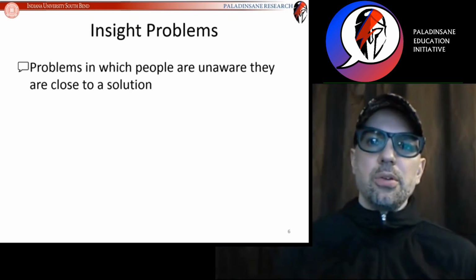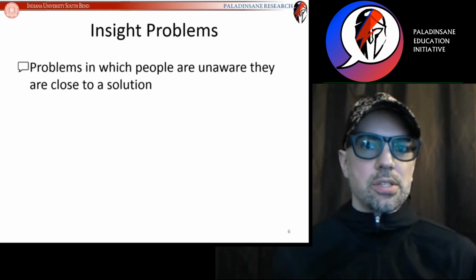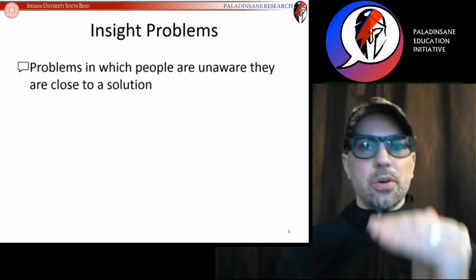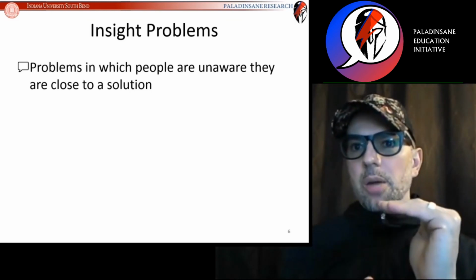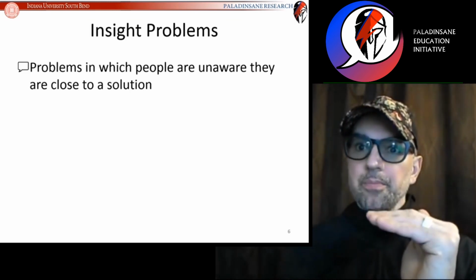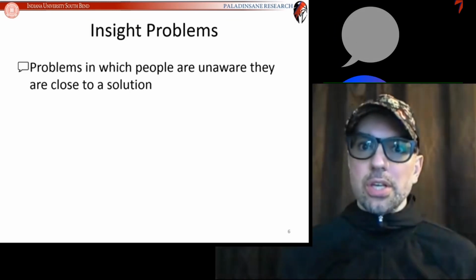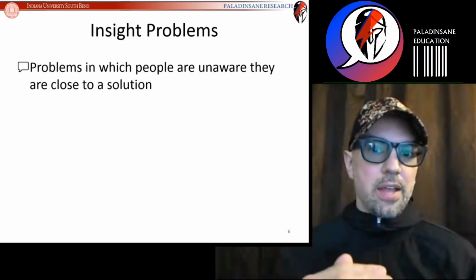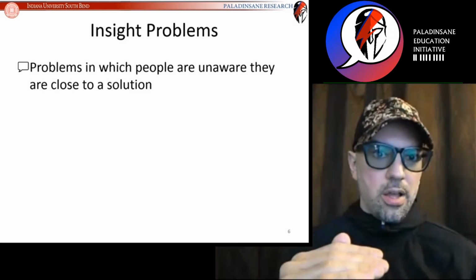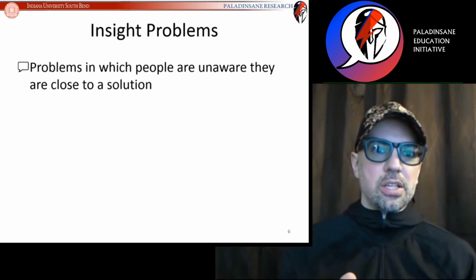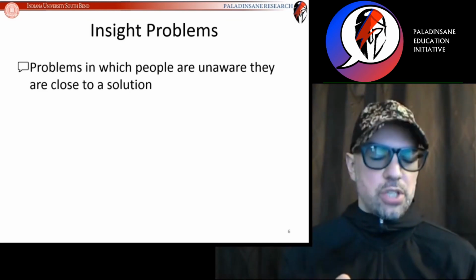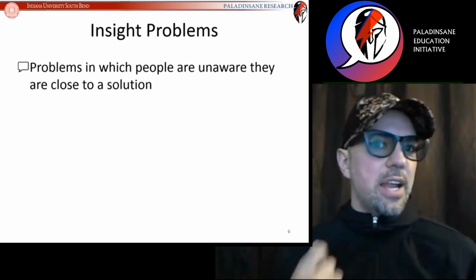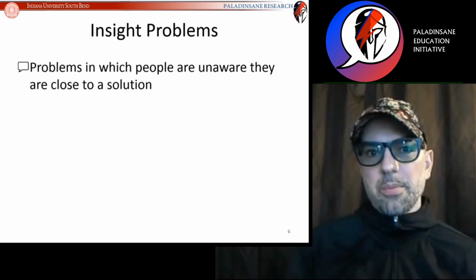Another example, if you took my statistics course, you know that there is a 5-step procedure for doing a hypothesis test. So a hypothesis test is a problem, and there's a 5-step solution to that procedure. So you know you're getting closer to the end. You know when you're at step 4, you're closer to finishing this problem or achieving the solution than you are at step 2. So those are not insight problems. Those are a different type of problem.